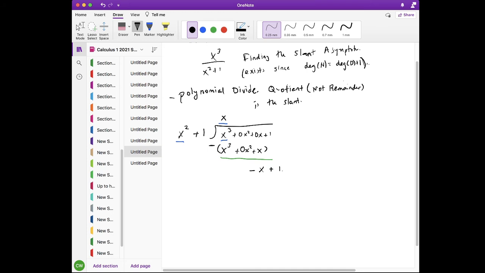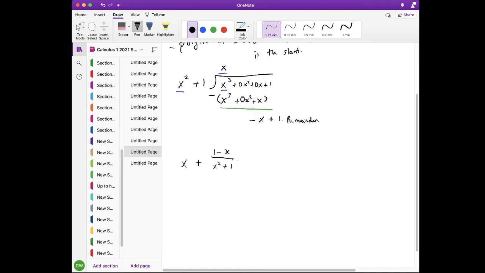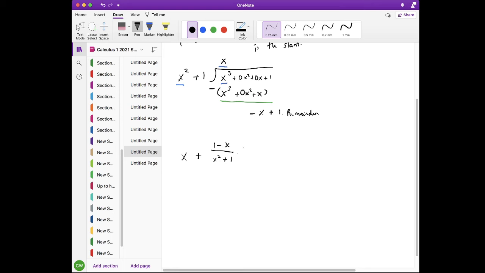Okay, what do you do with the negative x plus 1? Do you continue? That's the remainder. So what is the quotient? It's x plus, we can turn this into 1 minus x divided by x squared plus 1. So this is equal to x cubed divided by x squared plus 1.